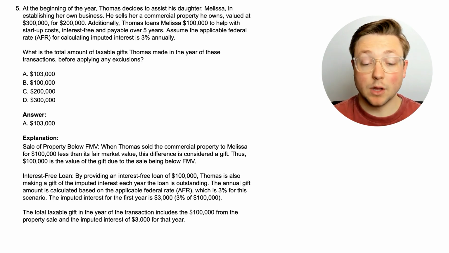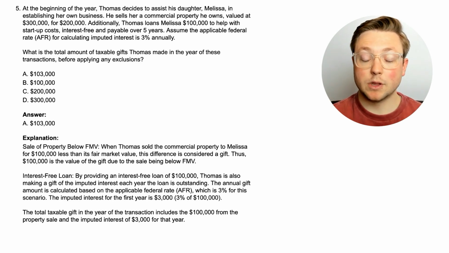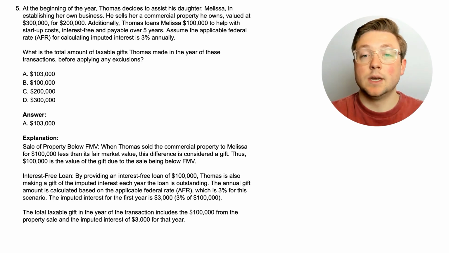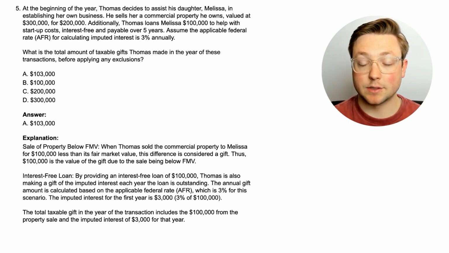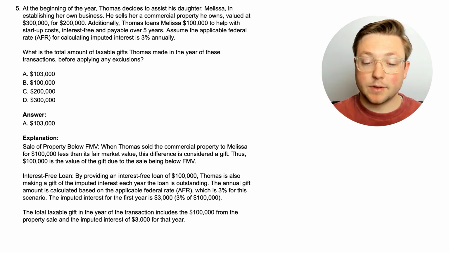And then for the interest-free loan, by providing an interest-free loan of $100,000, Thomas is also making a gift of the imputed interest each year the loan is outstanding, basically gifting her, or making it so she doesn't have to pay the interest that she should be paying. The annual gift amount is calculated based on the applicable federal rate, which is 3% for this scenario. The imputed interest for the first year is $3,000. So the total taxable gift in the year of the transaction includes the $100,000, which was the difference in the property sale, and the imputed interest of $3,000.